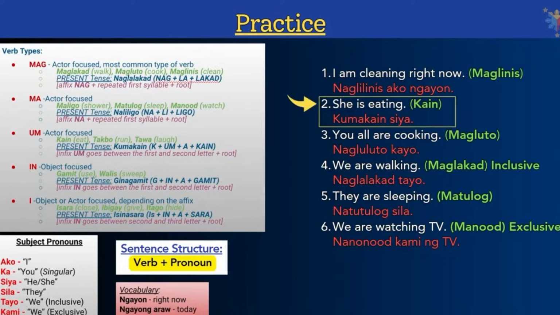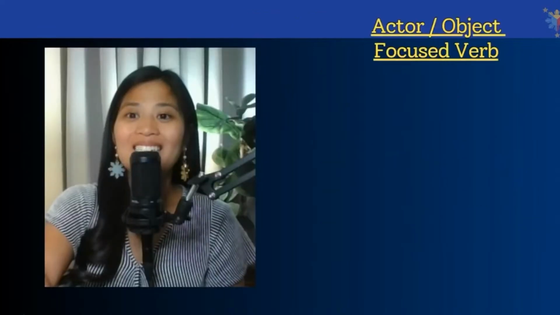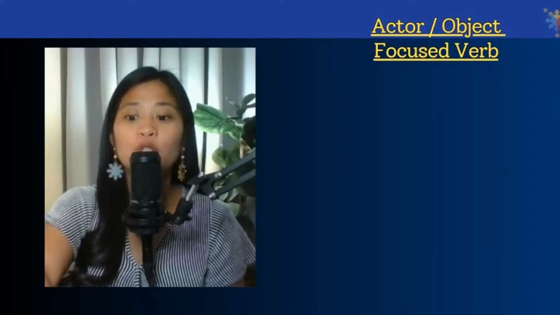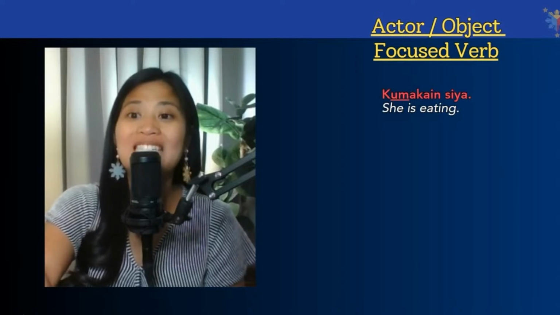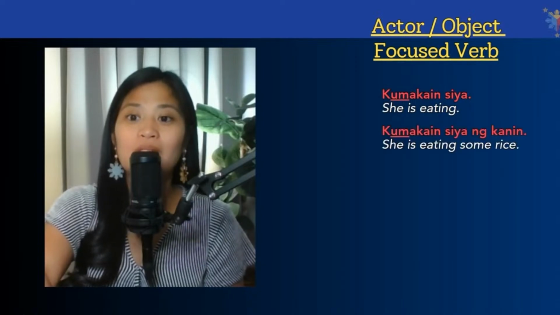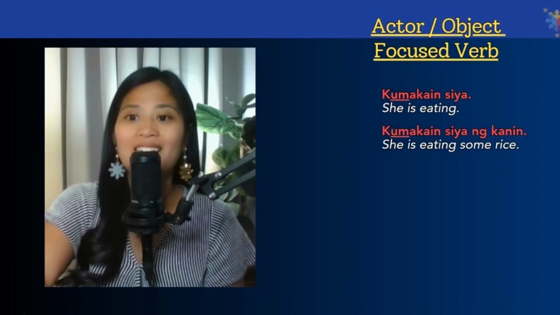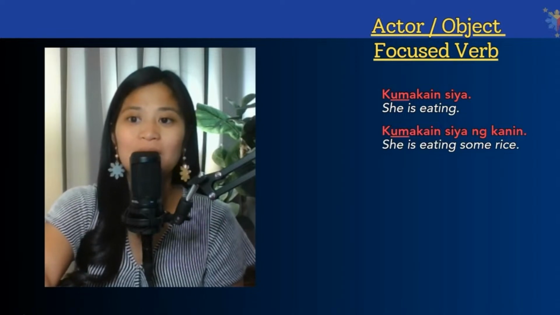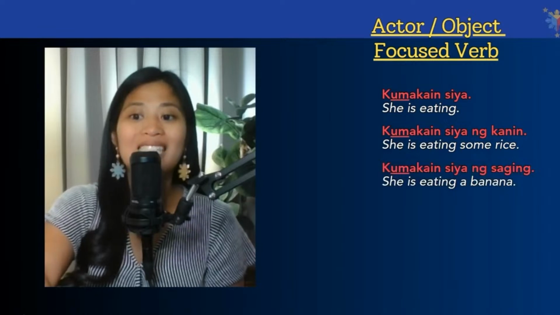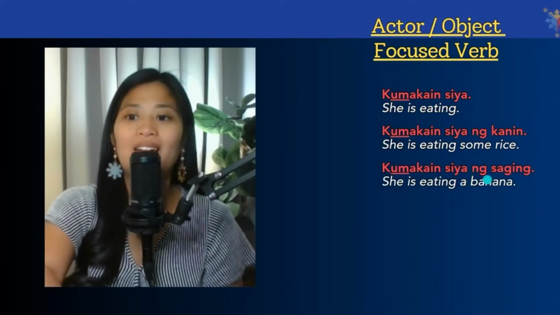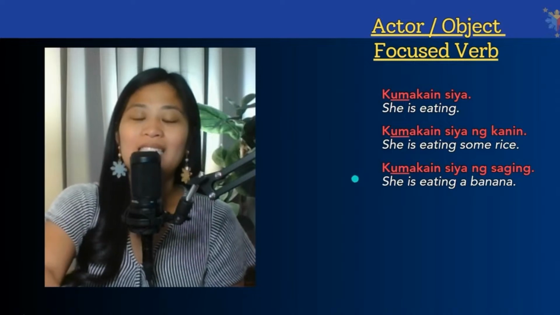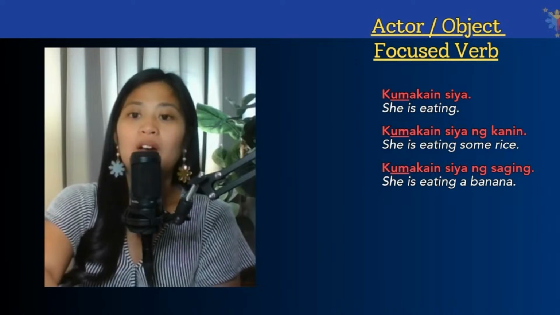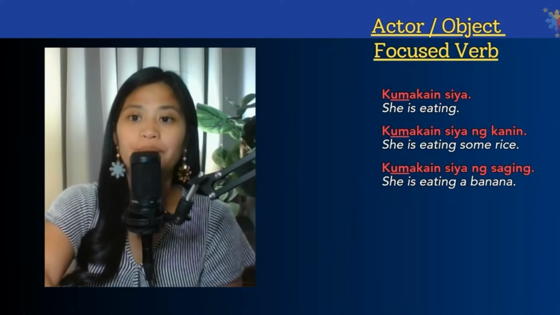Now I want to take a look at this phrase, she is eating. Kumakain siya. Kain is a good example of a verb that can be actor or object focused. So we just learned kumakain siya. She is eating. But you could also say kumakain siya ng kanin. She's eating some rice. Or kumakain siya ng saging. She's eating a banana. So ng can mean some or a thing. And in all of these examples, kain is being conjugated as an um verb.